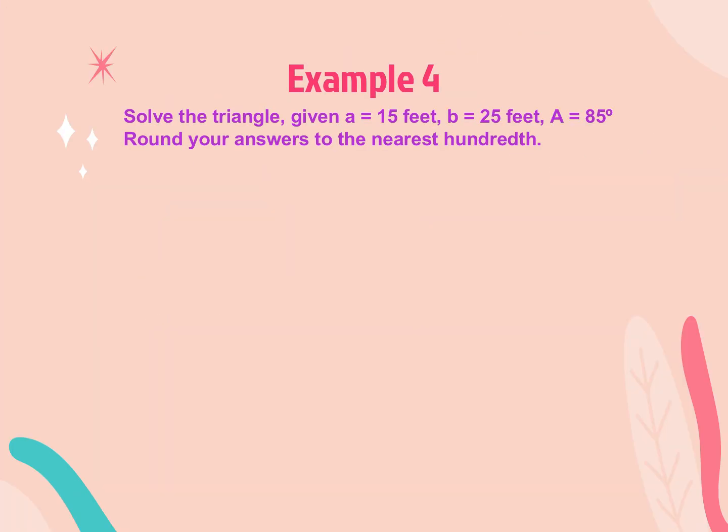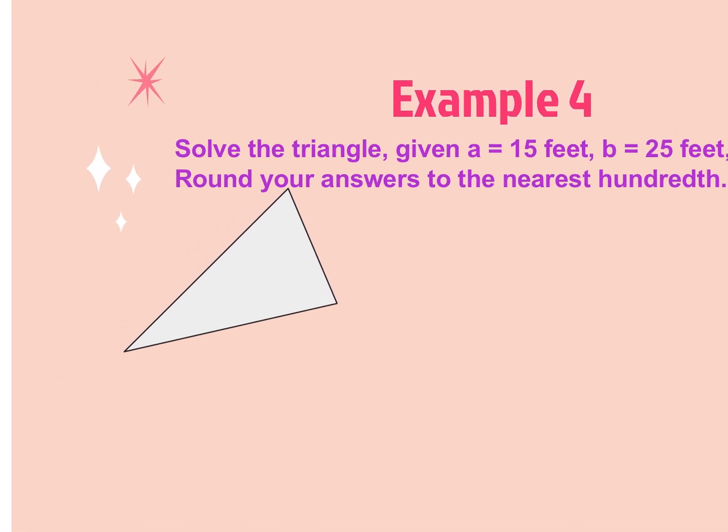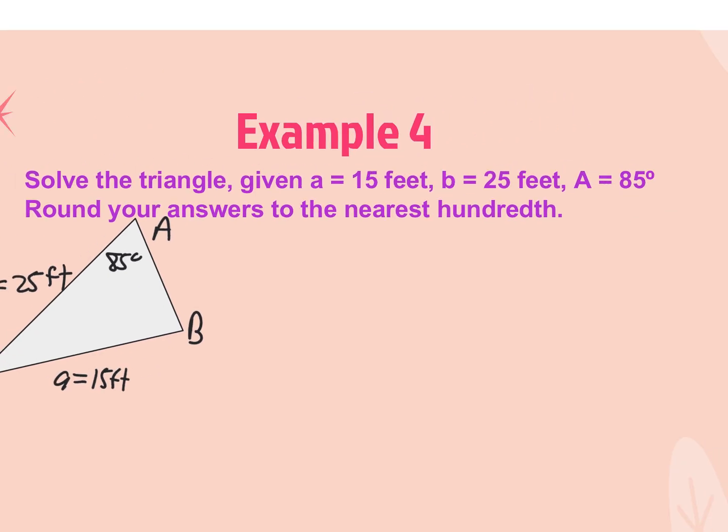All right, so let's try the same thing here. The next few examples are going to be a similar case where we're going to have to set up that little chart, but let's just keep drawing it. All right, so let's label everything that we have. I'm going to say that this is A, B, C. We know that A is 85 degrees, little a is 15 feet, and little b is 25 feet. Again, this is a side-side-angle triangle, right? We have two sides and a non-included angle, so let's set up this little chart. We're going to do this every single time we have this particular case.